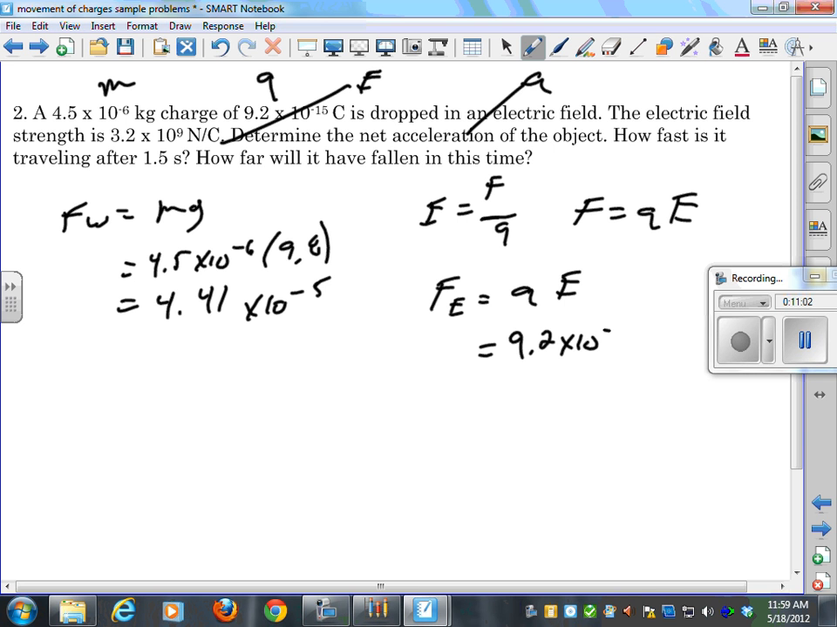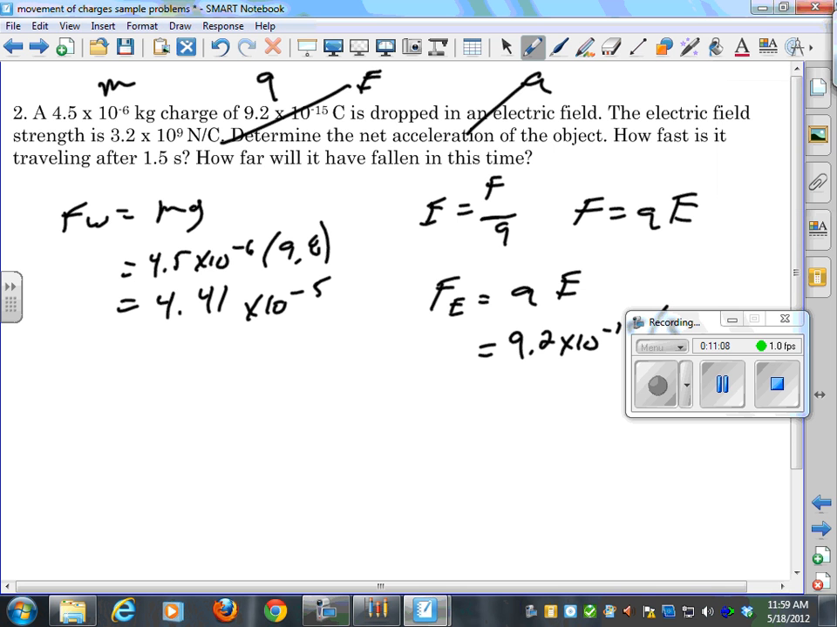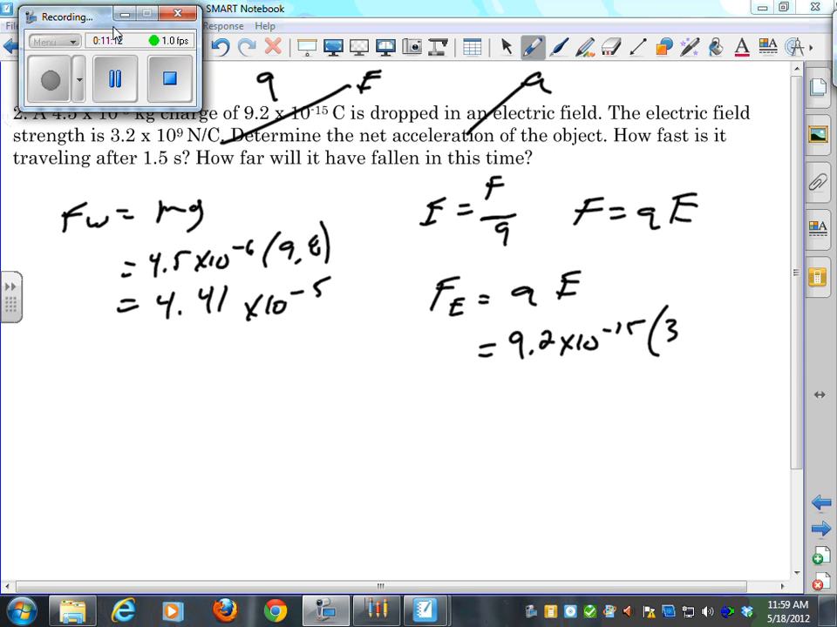9.2 times 10 to the minus 15. The E strength is... What is E? It's the same thing, yeah. Do it the same way. It's to the plus 9. Do it out. Be careful.